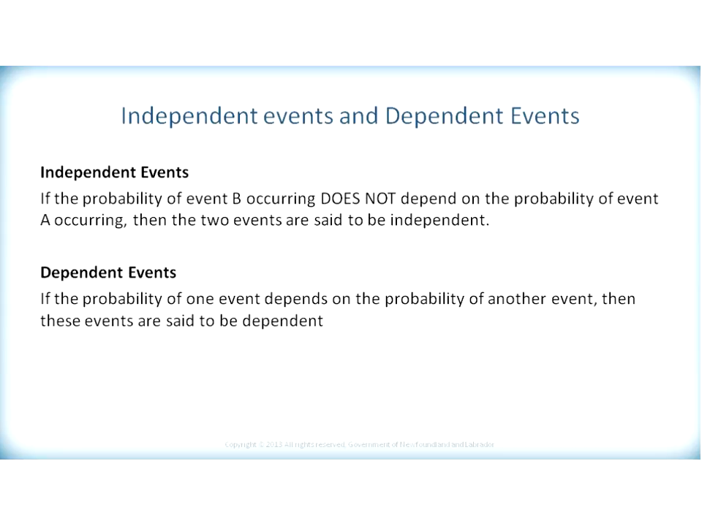Independent and dependent events. So we have to look at first the difference between independent and dependent events. Independent events: if the probability of event B occurring does not depend on the probability of event A occurring, then the two events are said to be independent. That is, event B does not depend on the probability of event A. Dependent events: if the probability of one event depends on the probability of another, then these events are said to be dependent.